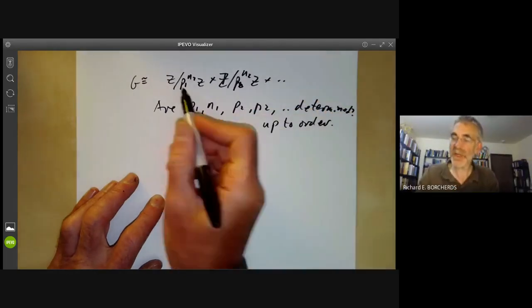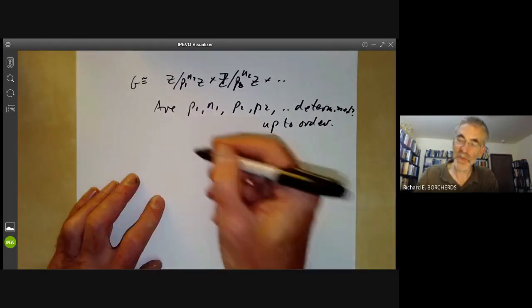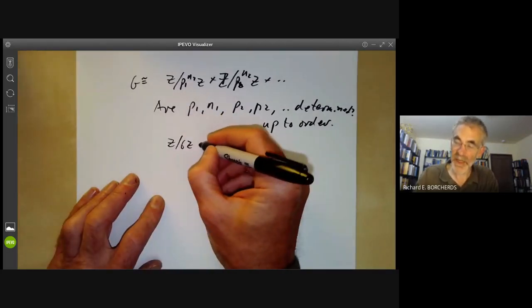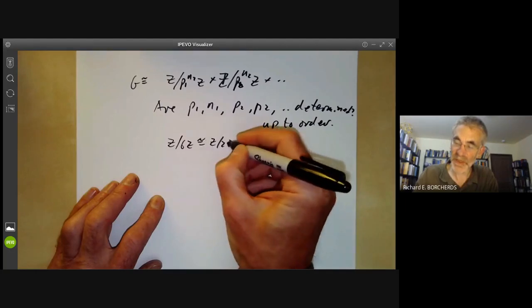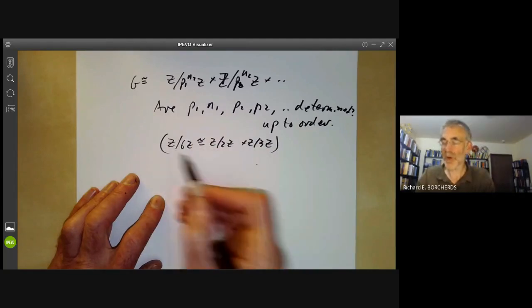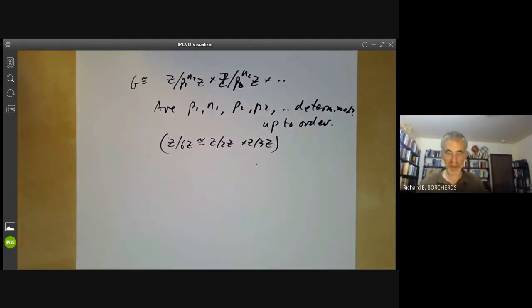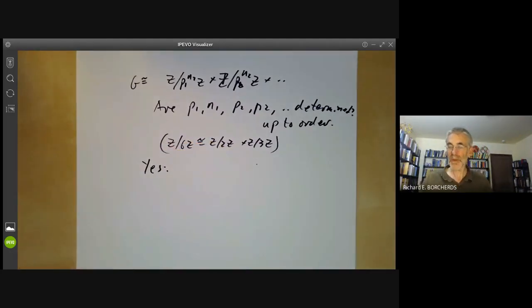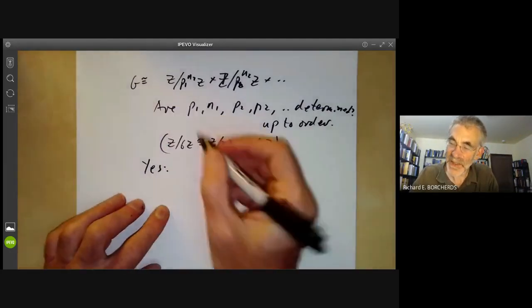And if we don't insist that these are prime powers, then this obviously isn't true, because Z over 6Z is isomorphic to Z over 2Z times Z over 3Z. So we've got to be a bit careful that we're not getting a complication like this turning up. And the answer is yes. For example, we can see this as follows.